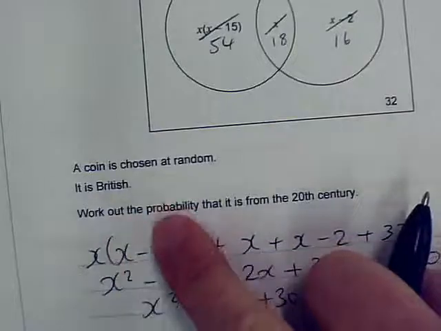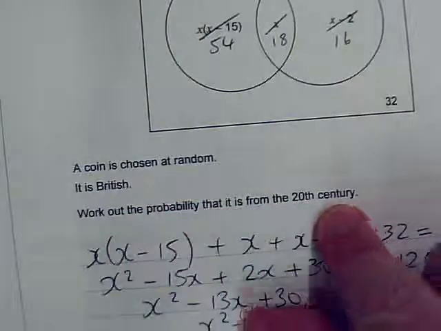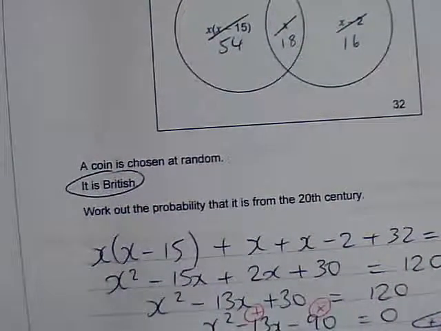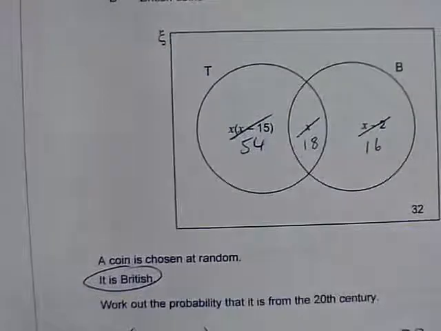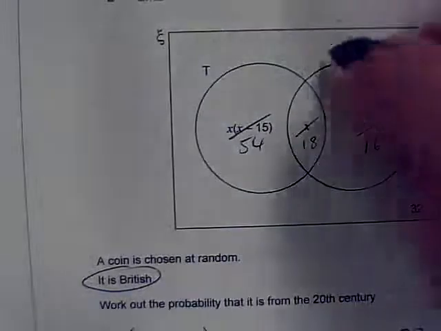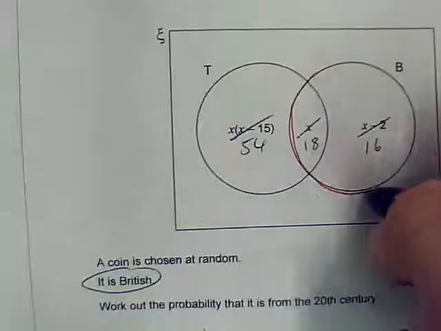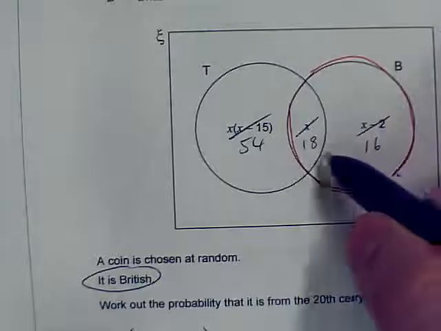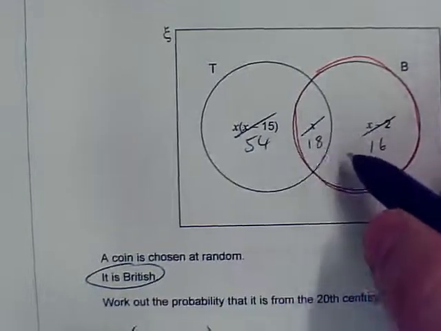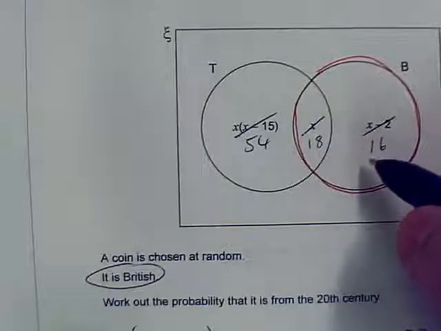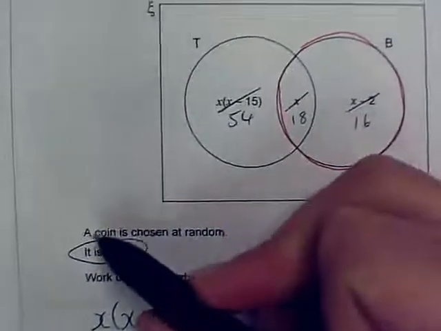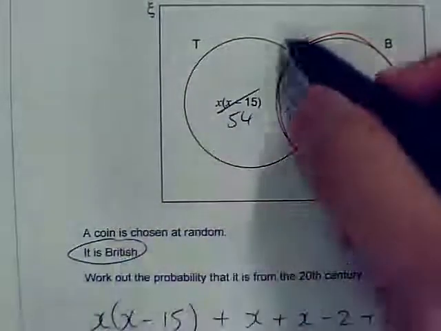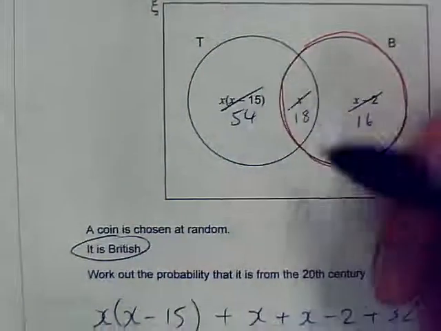It says work out the probability, so I want a fraction that is from the 20th century, and the key bit, I almost missed it, was it is British. So a coin is chosen at random, it is British. So that means that it has to be out of one of these values in this circle. So if I add up these two values, that gives me 34. That means my probability has to be out of 34, not out of 120, because out of 120 is if it just said a coin is chosen at random. It could be any of these coins, but we're specifically told that it's British, so it's got to be somewhere within this, so it's got to be out of 34.